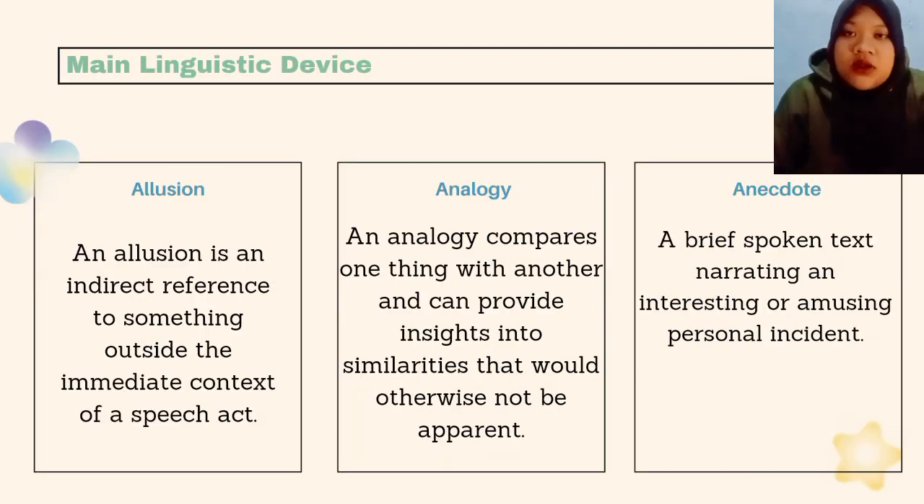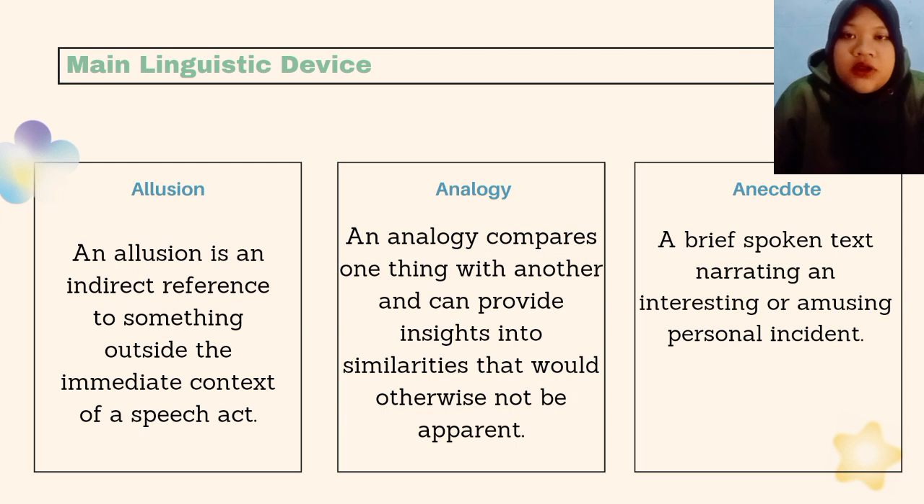First, allusion. An allusion is an indirect reference to something outside the immediate context of a speech act. Two, analogy. An analogy compares one thing with another and can provide insight into similarities that would otherwise not be apparent. Three, anecdote. A brief spoken text narrating an interesting or amusing personal incident.